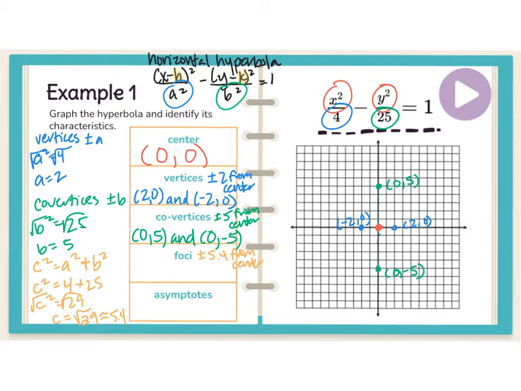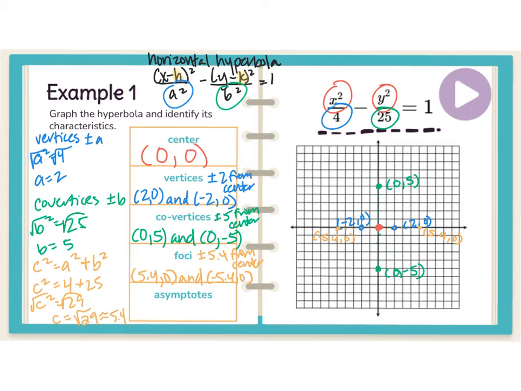1, 2, 3, 4, 5.4. And then 1, 2, 3, 4, 5.4, negative 5.4. So those are our two foci, 5.4, 0 and negative 5.4, 0. And then the last thing we need to find are our asymptotes.